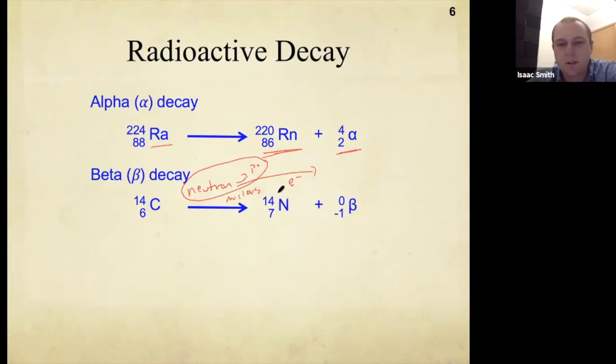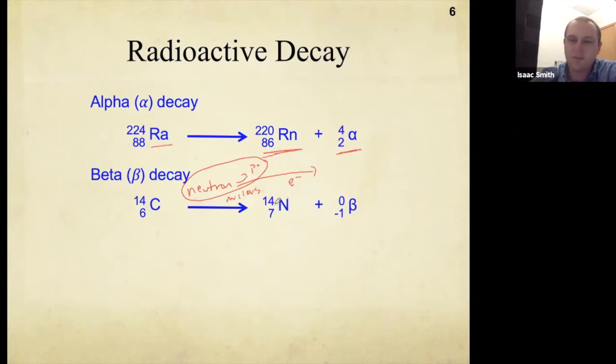So it's becoming more stable by making this move. And so in the process of the neutron converting to a proton and electron, you gain a proton, right? So that means this is changed to a 7 here. But you don't lose any mass or gain any mass, so the mass stays the same.